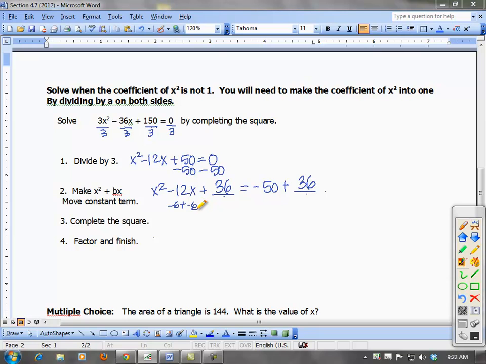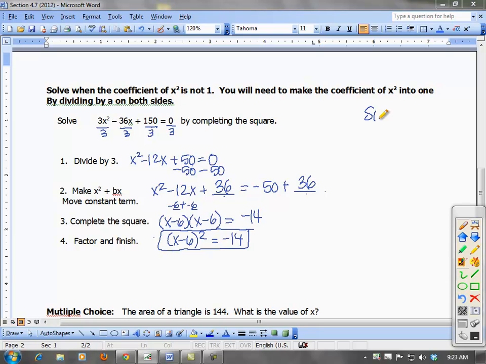Because I use negative 6 and negative 6, I should have two factors of x minus 6 and x minus 6, which equals negative 50 plus 36, which is negative 14. But I'm not going to write it like that. I want it in factored form: x minus 6 squared equals negative 14. I box in the equation that I'm going to use, and then I'm going to solve it.